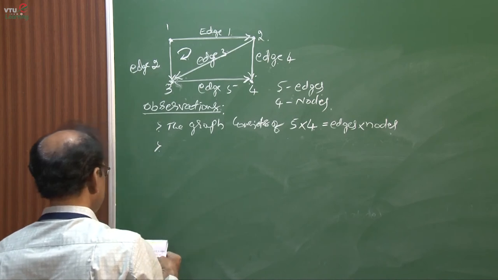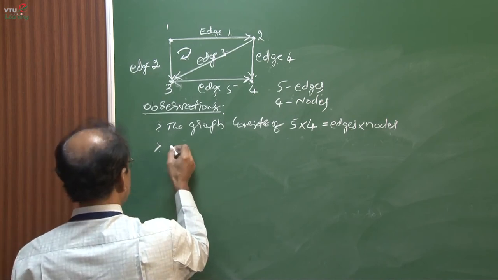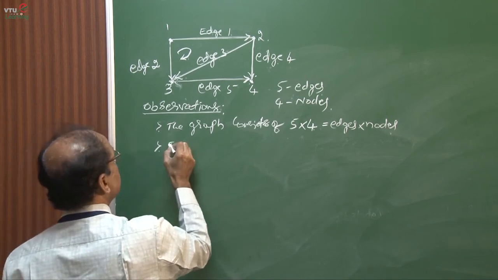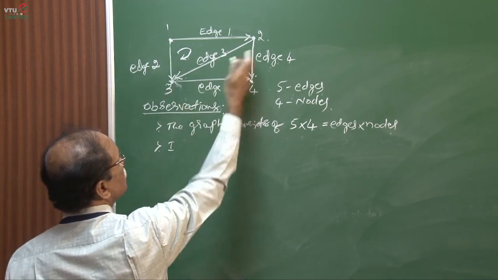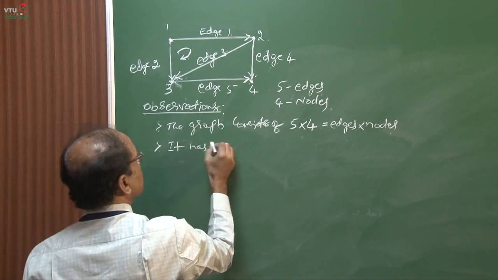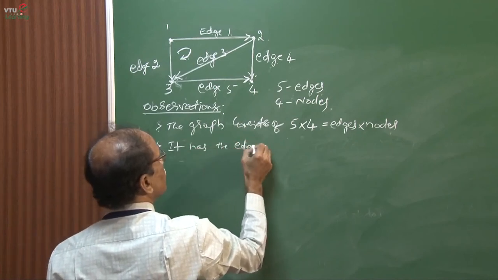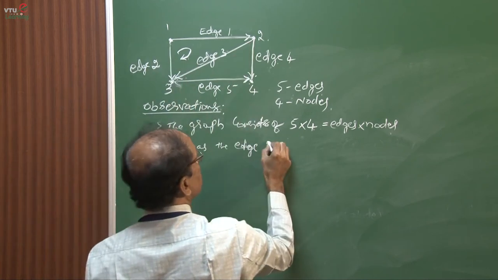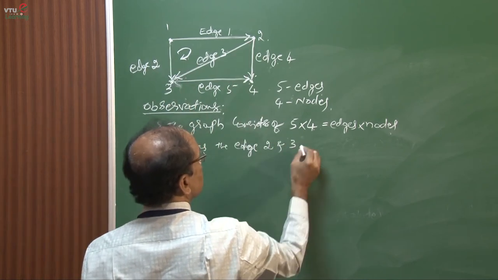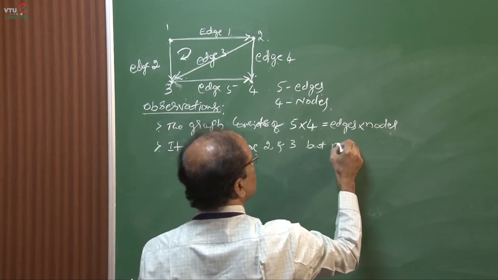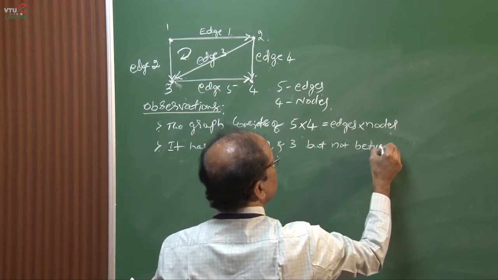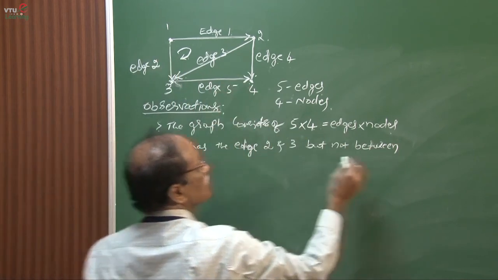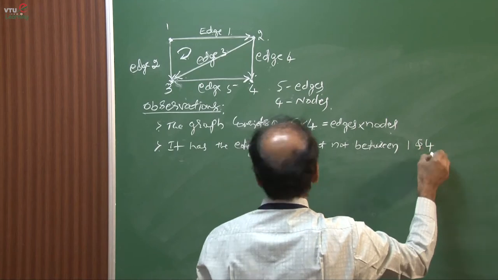Second observation, it does not have an edge between 1 and 4. That means it has an edge not between 1 and 4 but between 2 and 3. It has the edge between 2 and 3, but not between which nodes? 1 and 4.